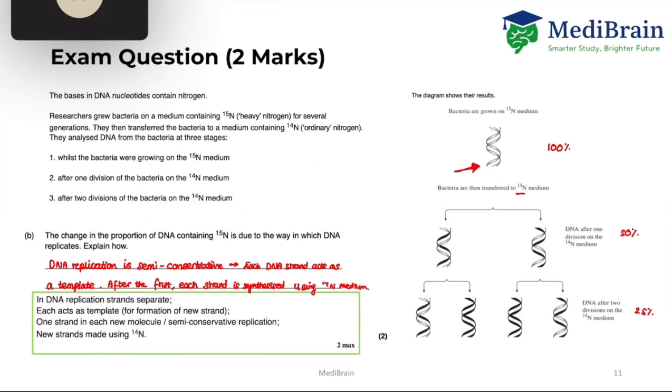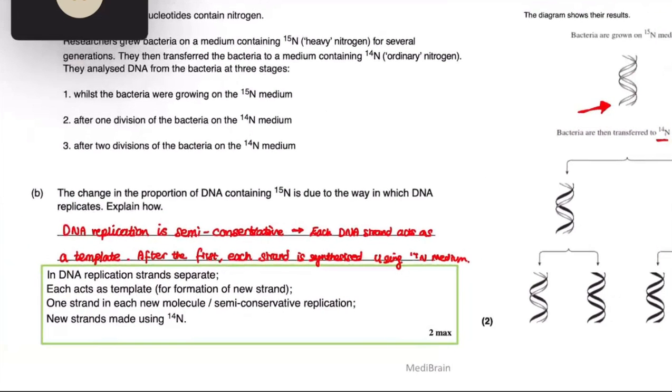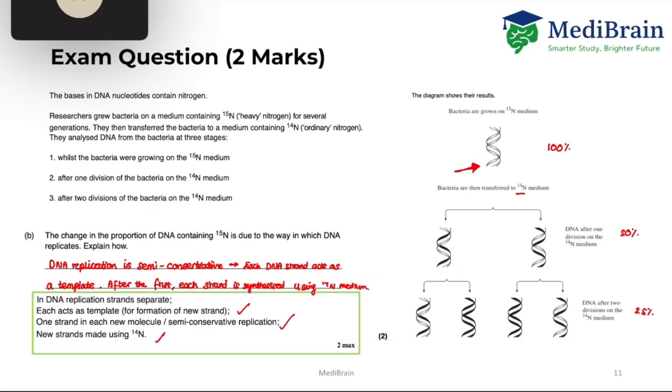Okay, and if we look at the mark scheme, it says in DNA replication, strands separate. Each acts as a template, which we had. One strand in each new molecule, semi-conservative replication of DNA, new strands made using 14N. So we have 3 marking points, but we only needed 2.